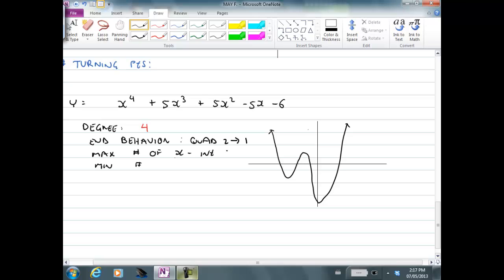Vicky, maximum number of x-intercepts. 5? 4. You can't have 5. 1, 2, 4. Finally, min number of x-intercepts. Manraj, what's the minimum number of x-intercepts you can have? 4? Nope, you can have smaller than 4.